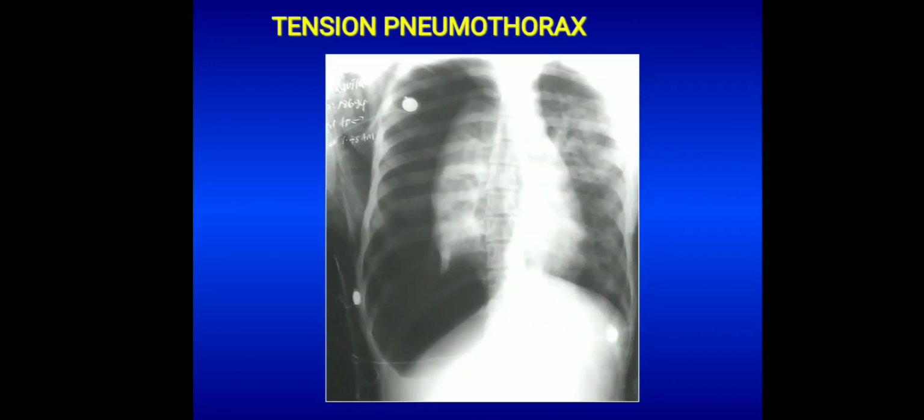So this is a case of tension pneumothorax, when large amounts of air accumulate in the pleural cavity and cause collapse of the lung on that side. You can see the borders of the collapsed right lung, and plenty of air surrounding the lung on the right side. So this is tension pneumothorax. This is a medical emergency because the patient will be breathless. You have to put a wide bore needle and drain out the air within the pleural space.